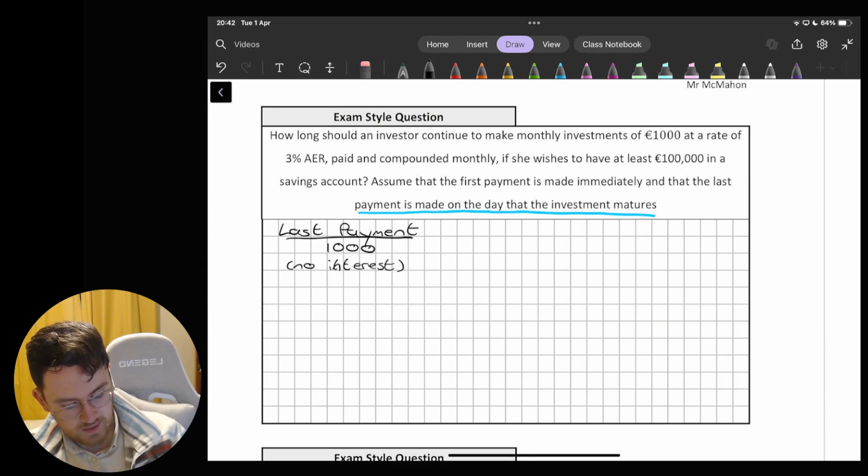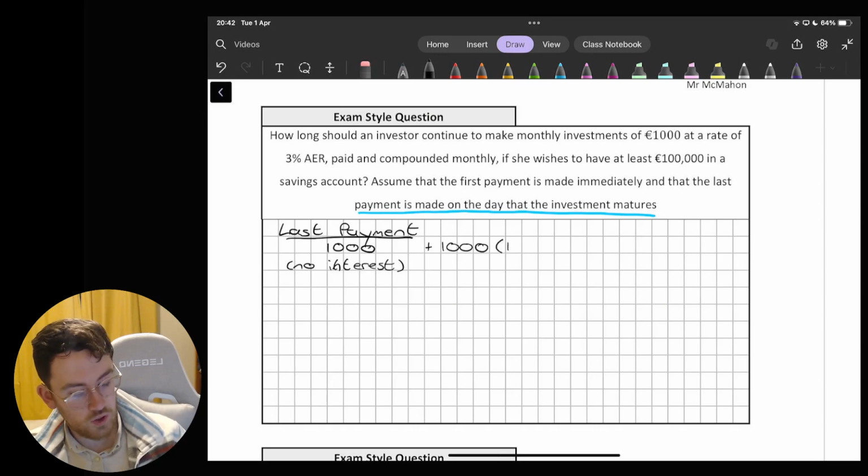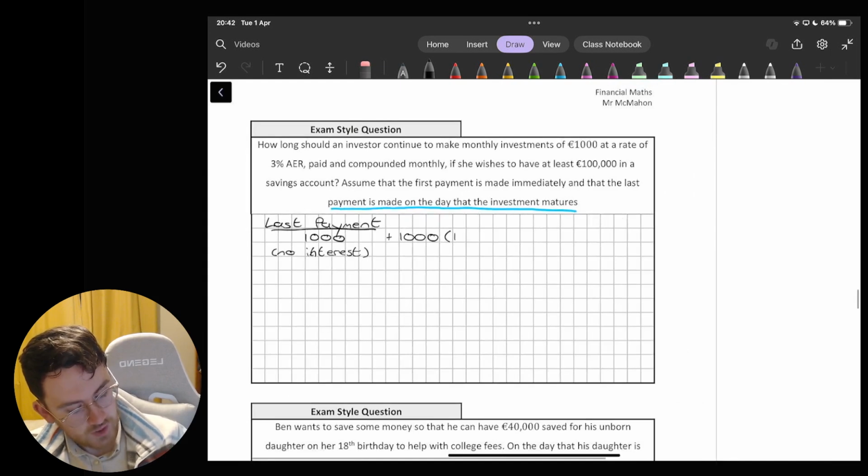The previous payment will have only been in my account for 1 month. Okay, so let's say, we'll start our question the same kind of way we started the last one, I suppose. We're going to have to start by finding the monthly equivalent rate for an annual rate of 3%.